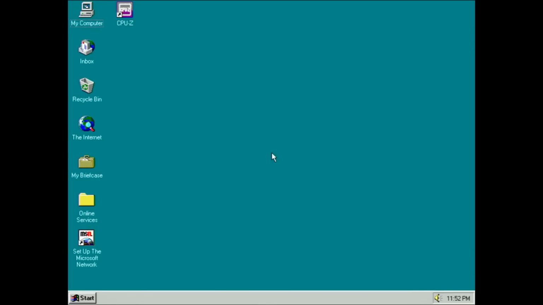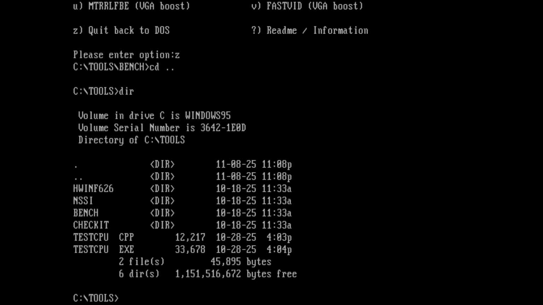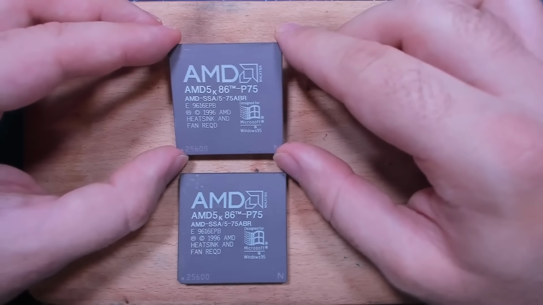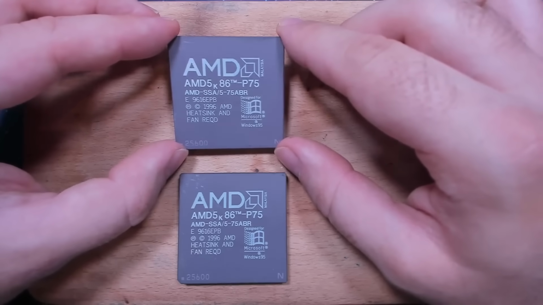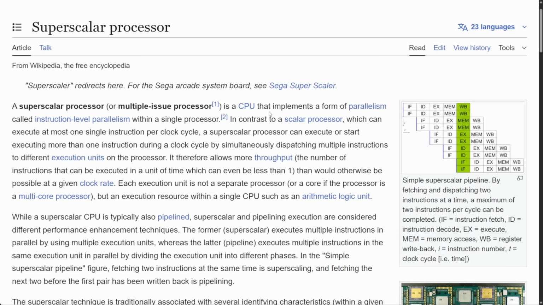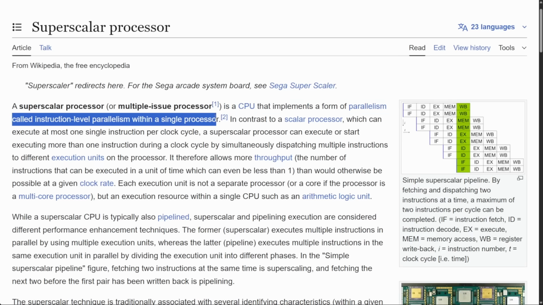So, how was my experience with this AMD 5K86? Well, everything I tried seems to be working fine. I could boot into Windows 95. Even under DOS, everything seems to be working as it should. And for what it's worth, the core of this microprocessor is more advanced than that of the Intel Pentium. SSA5 means Super Scalar Architecture of the 5th generation of x86 chips. A Super Scalar Architecture allows executing multiple instructions simultaneously, and this is what the Intel Pentium could do. It had two integer pipelines and could in theory execute two integer operations at the same time.